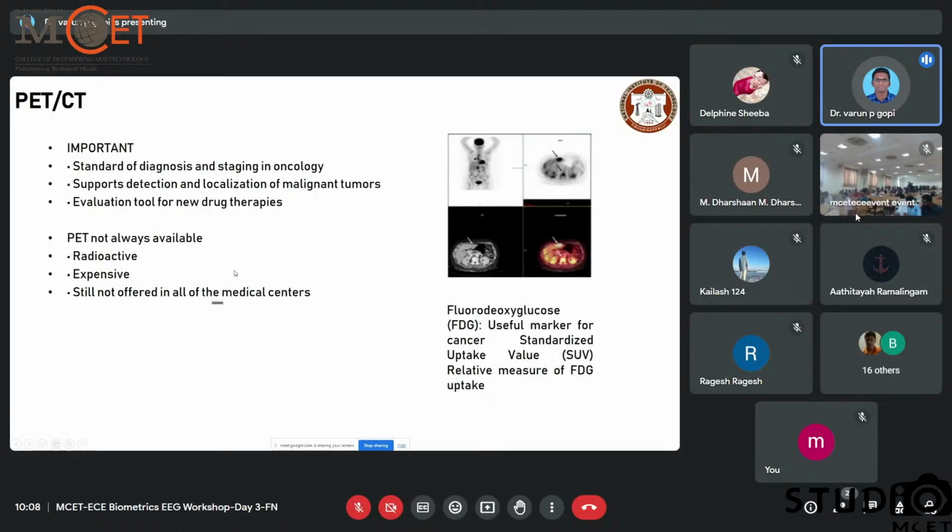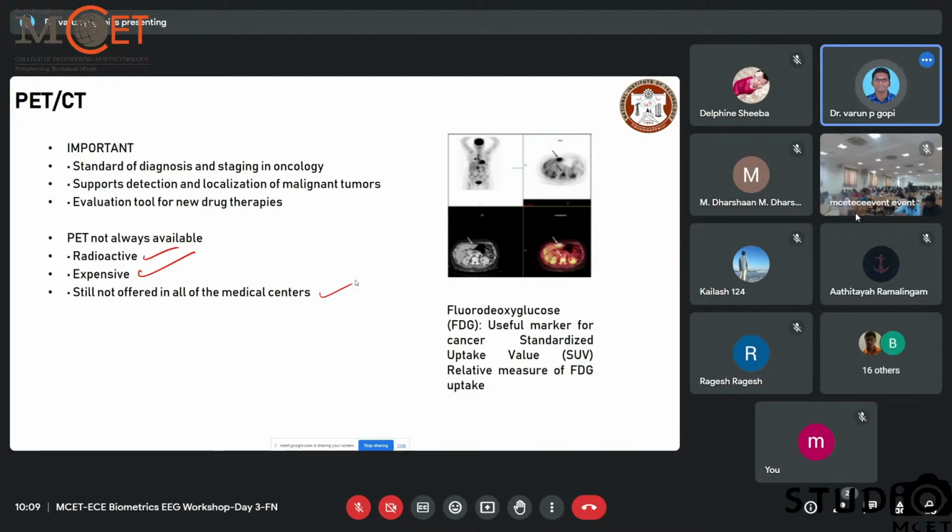And second, we can generate one kind of modality image from another modality. For example, you can see PET, positron emission tomography, and computed tomography. Generally, PET is an important standard diagnosis tool in oncology and supports detection and localization of malignant tumors and evaluation of new drug therapy. But PET is not always available, it is radioactive and expensive, and still not offered in all medical centers. We are injecting radioactive material into the patient. After taking the PET, the patient needs to be isolated for 24 hours. Because of these reasons, PET is not widely used.